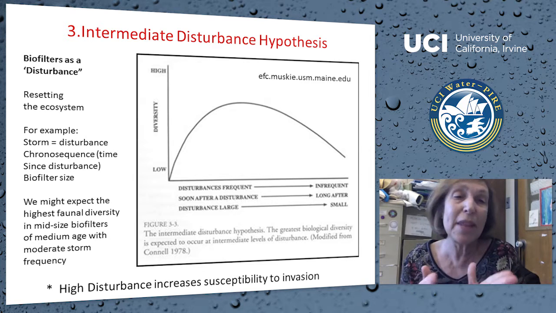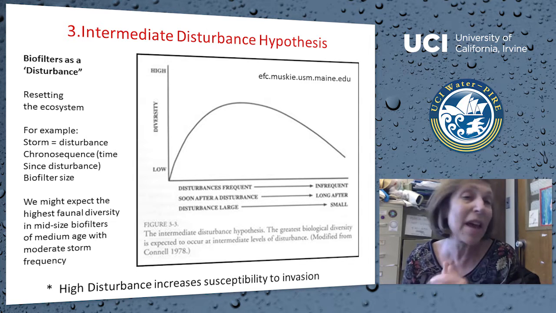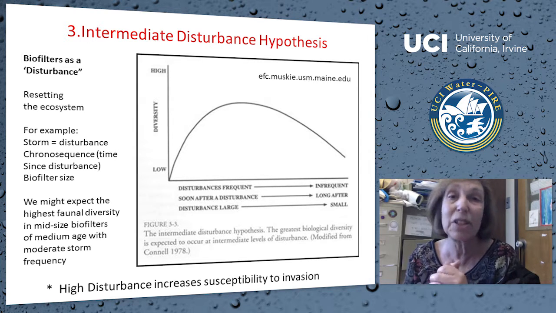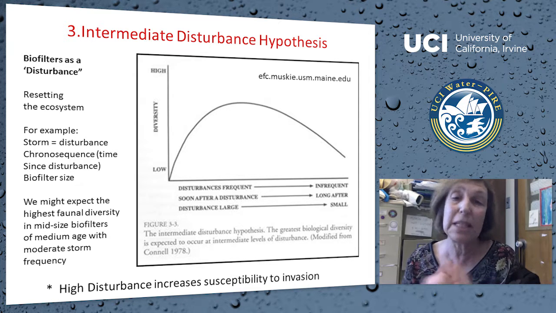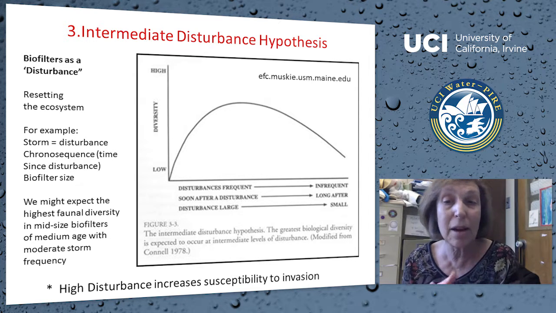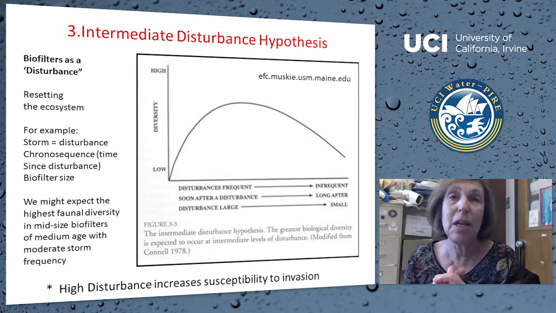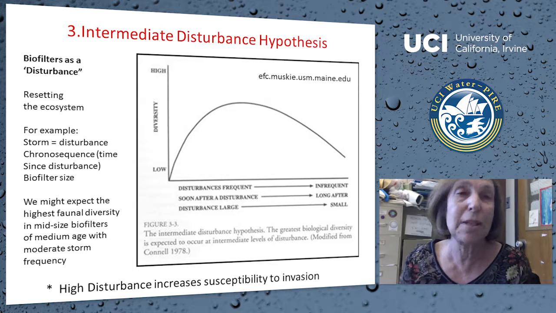Knowing how and when this happens, I think we aren't there yet, but it might involve mid-sized biofilters, middle-aged biofilters, places with intermediate storm frequency. This is just a way to think about the relationship between disturbance and diversity.